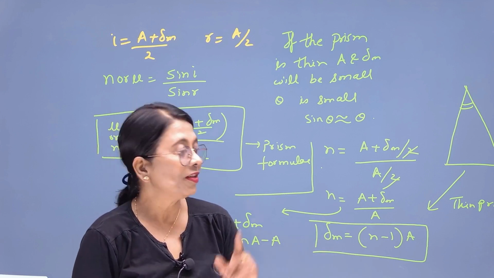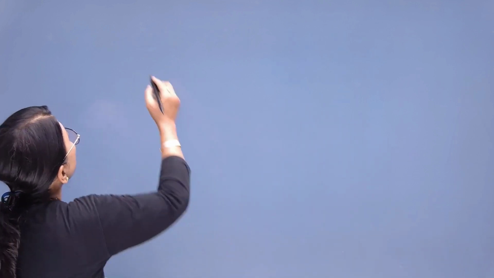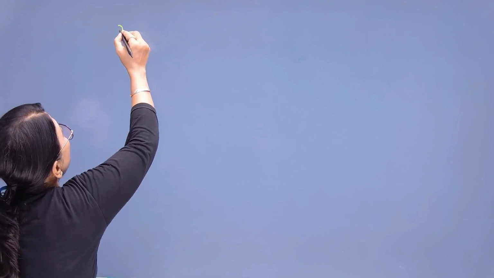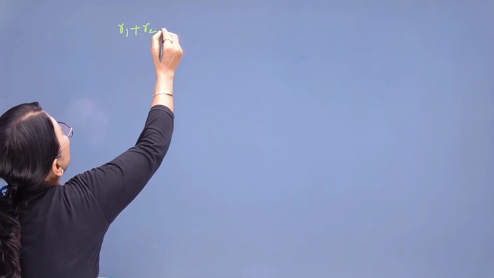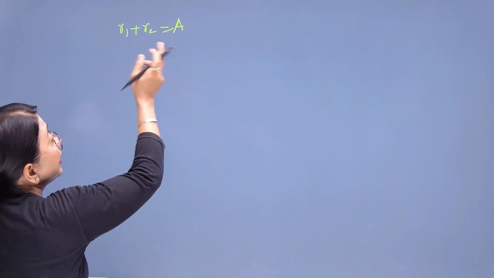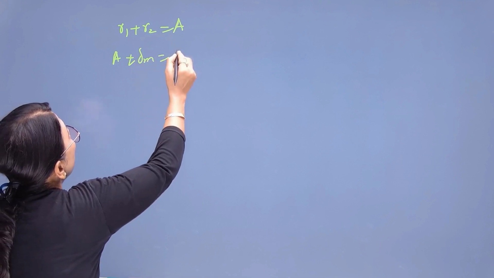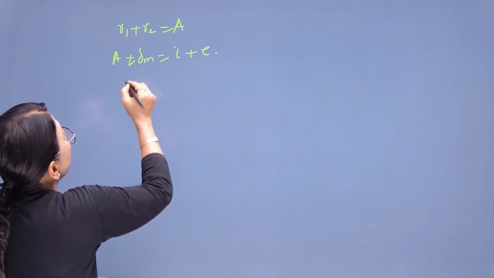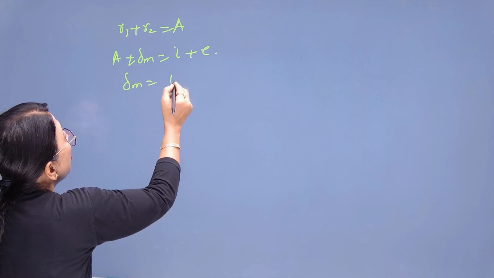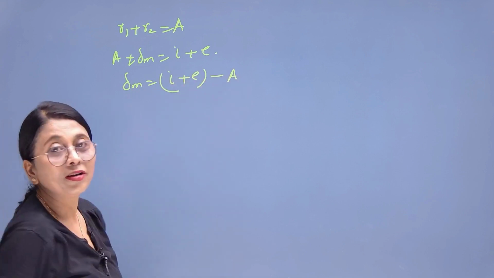So first we see all the formulas that we have got from here very fast. So the first formula that we have got, that r1 plus r2 is equal to what? a. ये पहला फॉर्मूला था. उसके बाद हमें क्या मिला था, सेकंड फॉर्मूला क्या था, a plus del m was equal to I plus e. और we can write that del m जो एक्चुअल आया था वो I plus e minus a. This formula we have got, right?